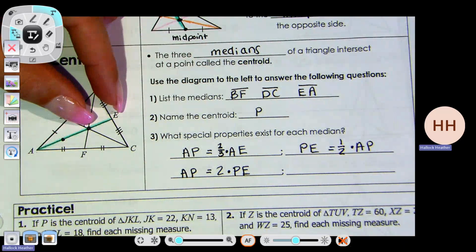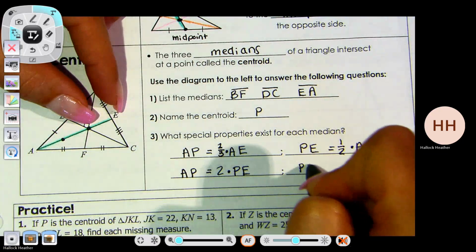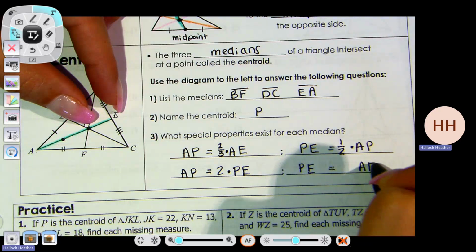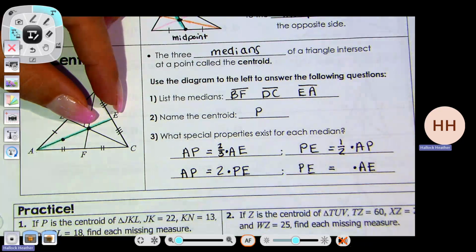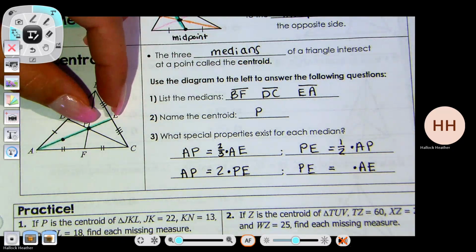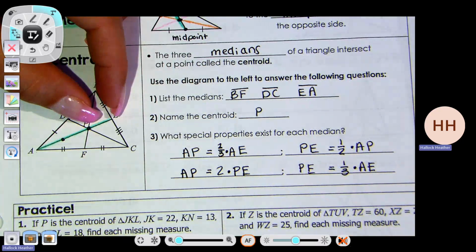And then the last one we're going to compare it to is PE compared to the whole distance of the line, which is AE. How much would I have to multiply AE by to represent PE? Not 1, 1/3, because it represents 1 out of the 3 pieces.